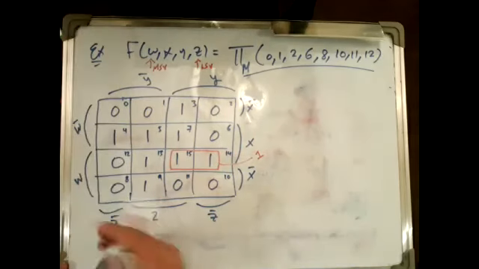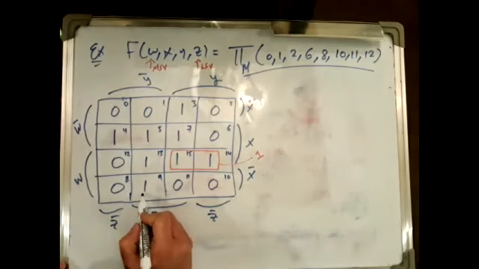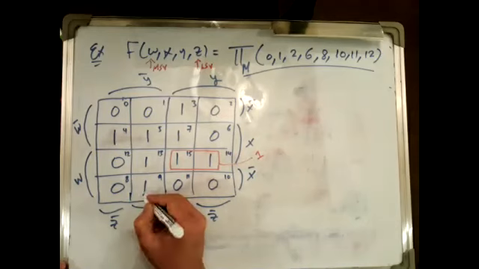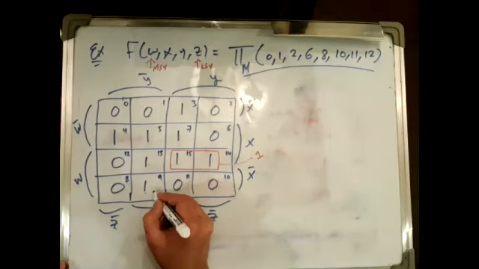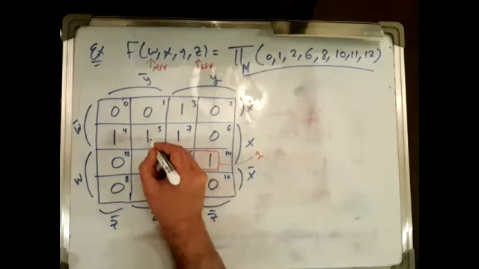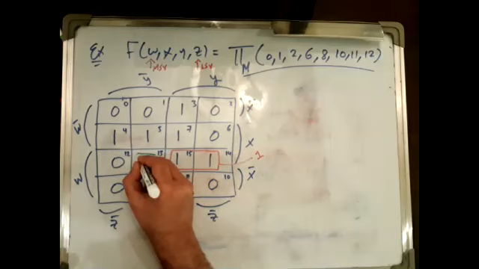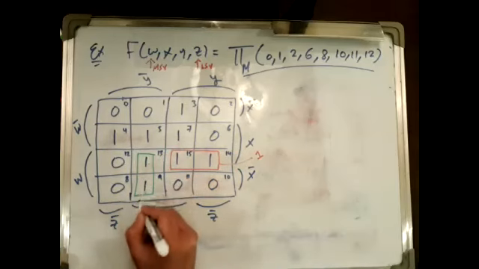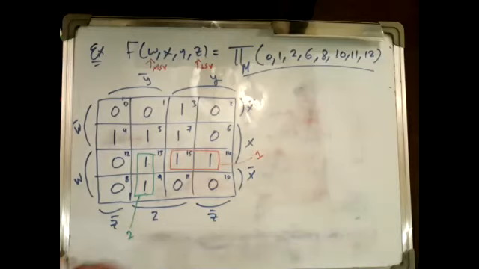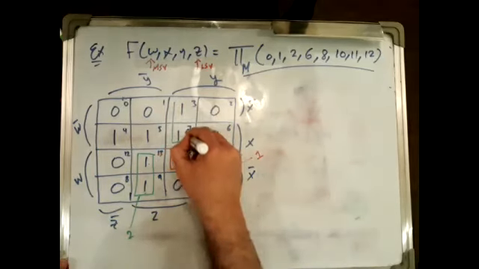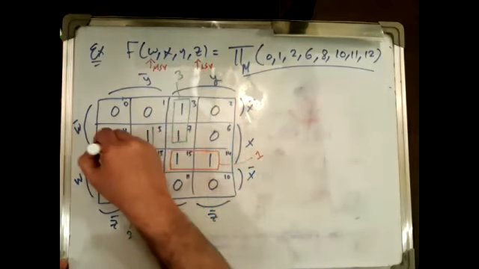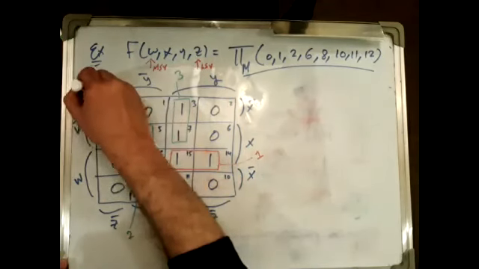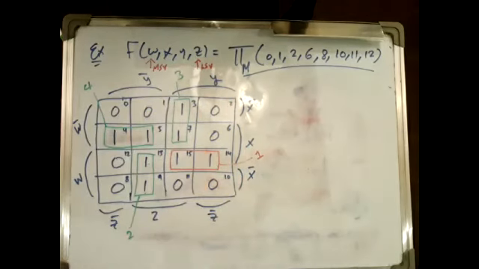How about this one? Again, this one is adjacent to this one, so we can put them in a rectangle. Can we make it bigger by including this one? No, because we will have 3 ones. So this is another prime implicant. So this is number 2. Same thing. We have this with this. This is number 3. This with this, which is number 4.